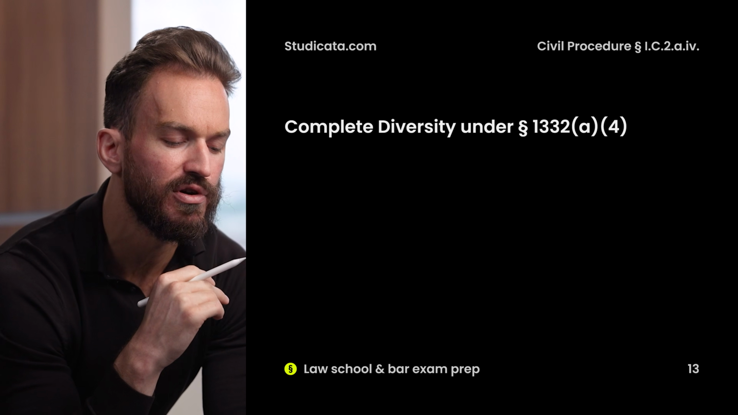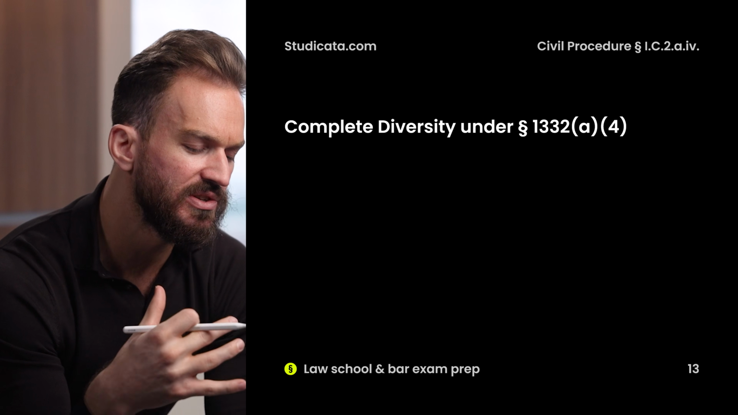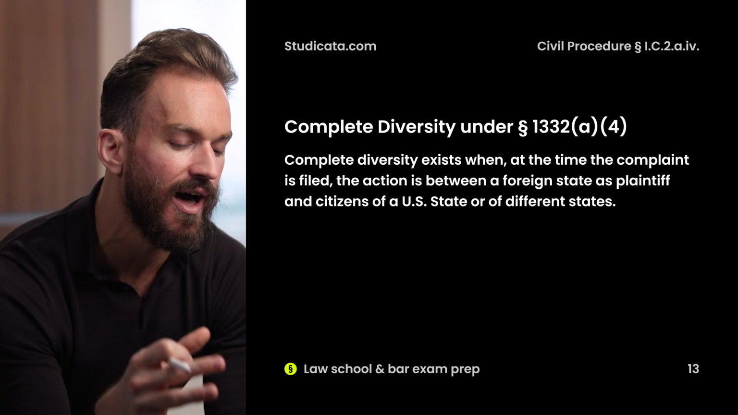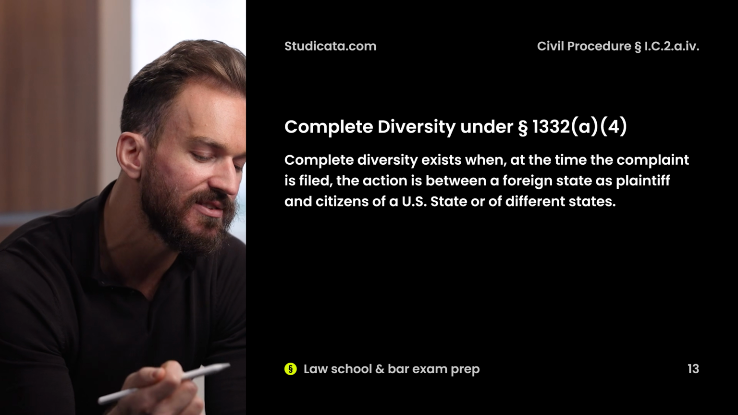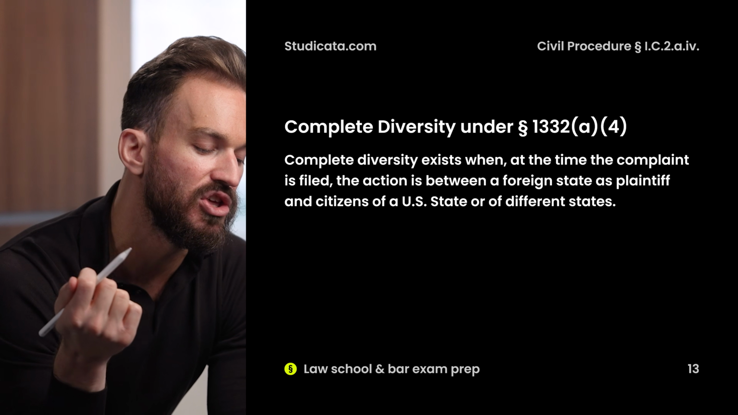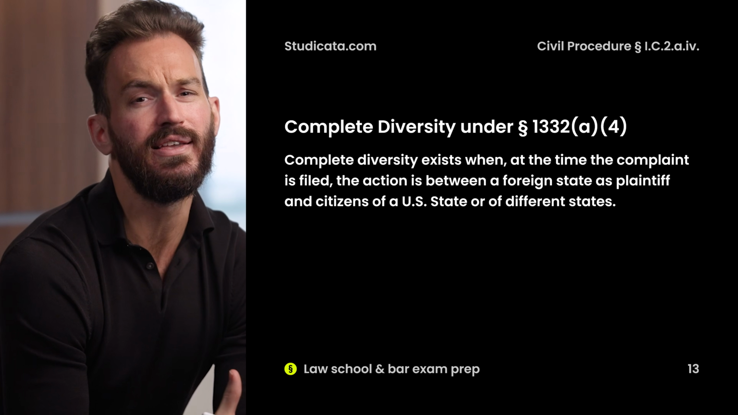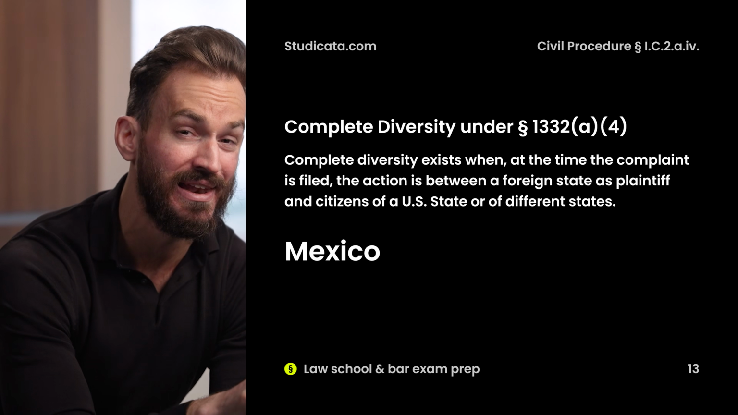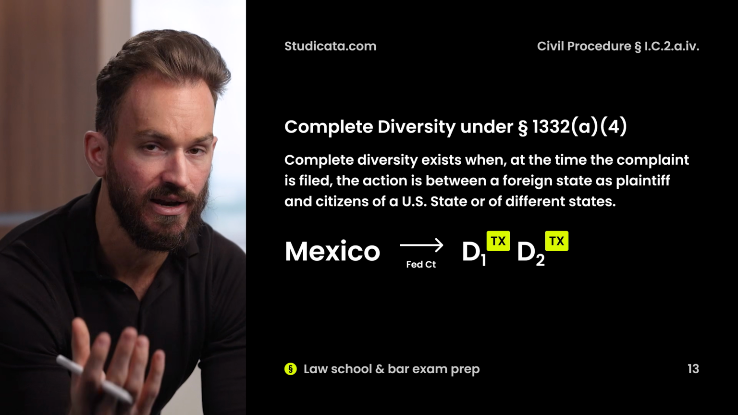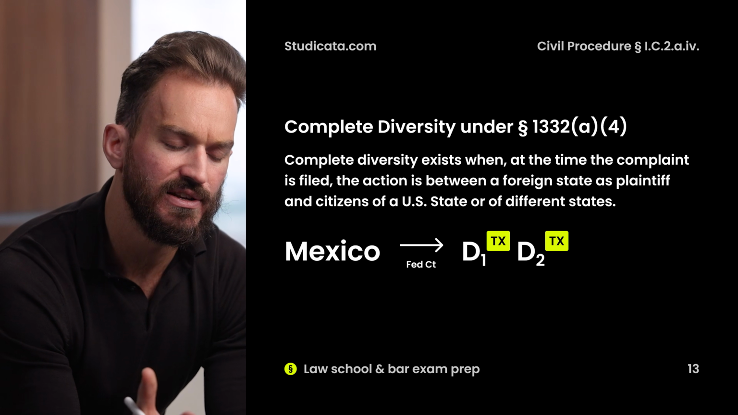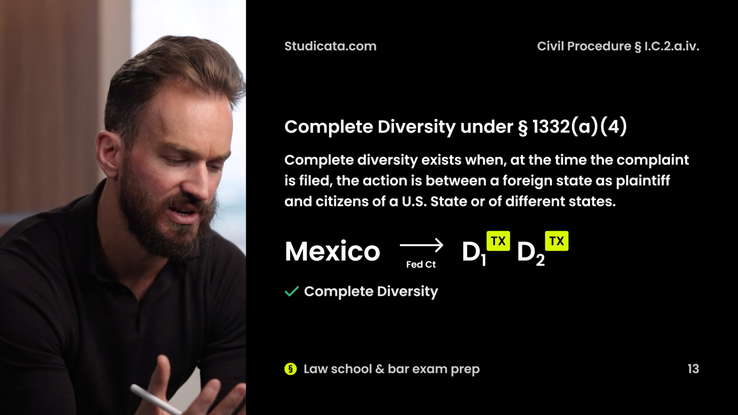We have complete diversity under section 1332A4. Here we say complete diversity exists when, at the time the complaint is filed, the action is between a foreign state as plaintiff and citizens of a U.S. state or of different states. This is very straightforward. This would be like the actual Mexican government itself suing defendants of the United States. So it doesn't matter if the defendants are from the same state or different states. In this case, complete diversity exists.